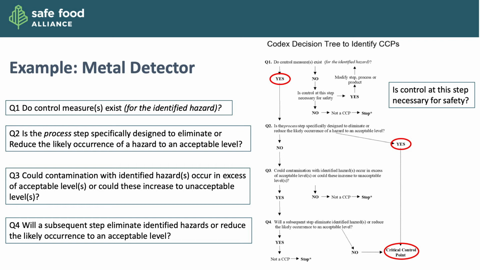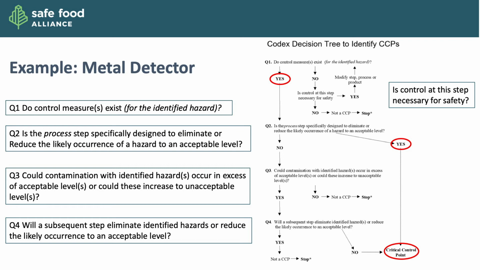So back to the example, metal detector. We're talking about the metal detector step. So we are going to ask the question, do control measures exist for the identified hazard? Well, yes, we have the detection of metal within that step. So we have a device that is detecting metal at that particular step. So our answer to question number 1 would be yes, measures do exist for the metal hazard at this step.